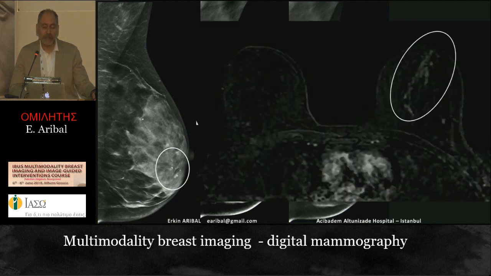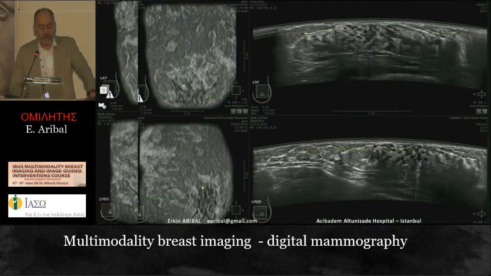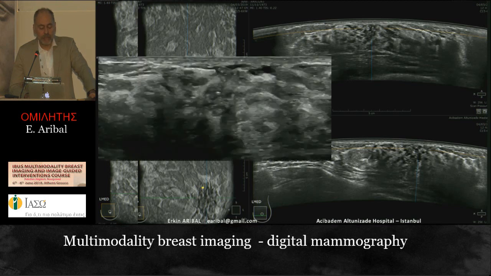And this is another case with calcifications here. Again, the MRI showed the extent of the lesion. It was larger than seen on mammogram. And so we have found it under ABUS, automated breast ultrasound.